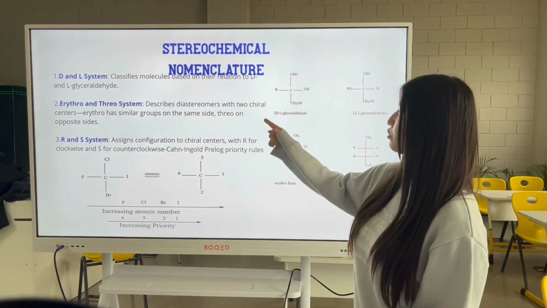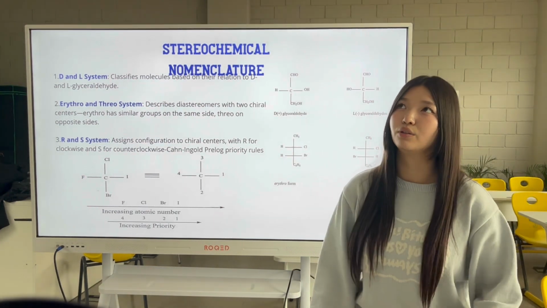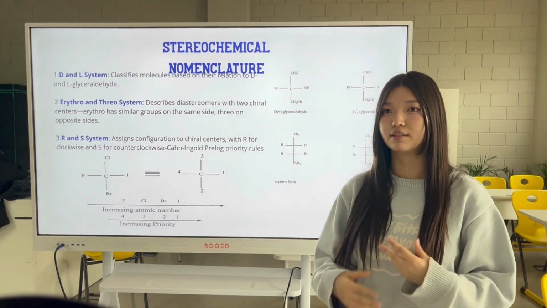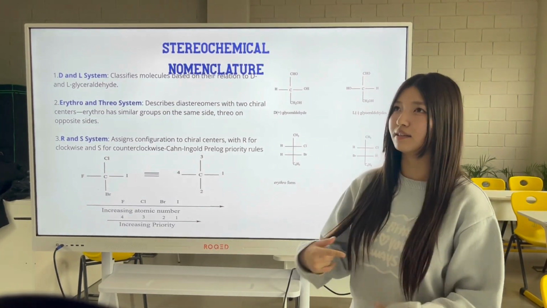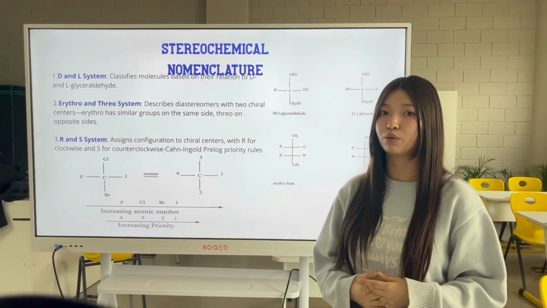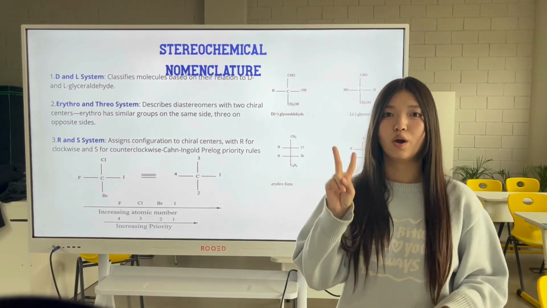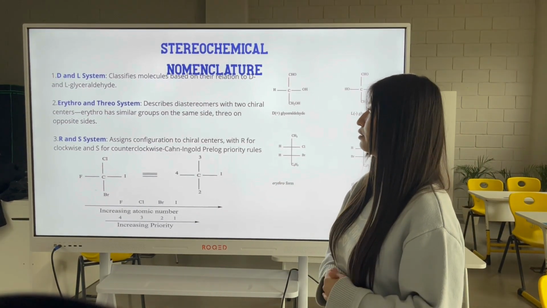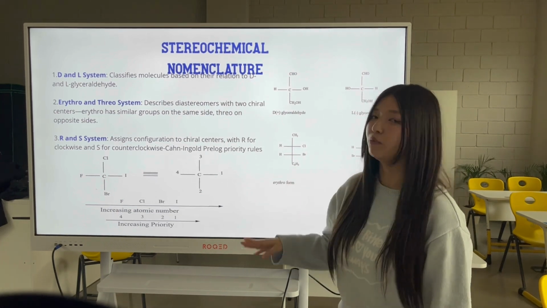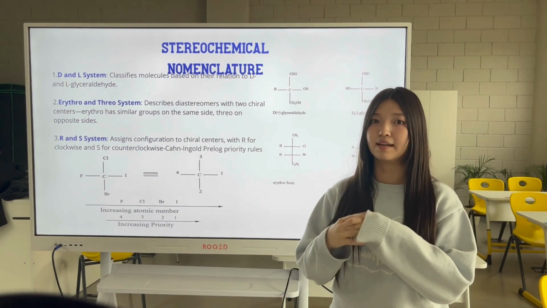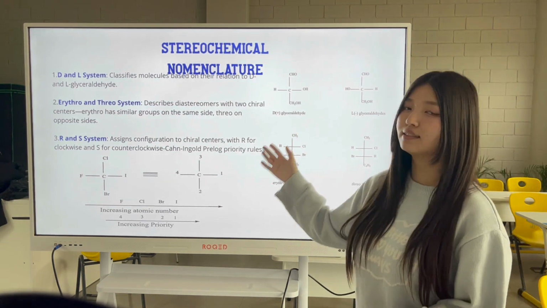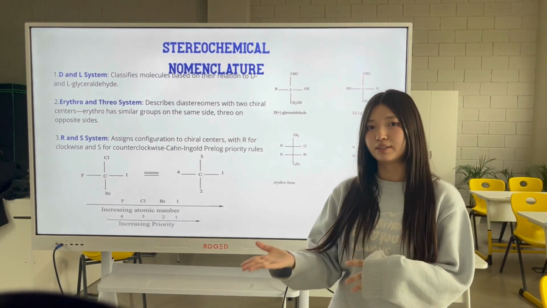The second one is the erythro/threo system. This system helps us to tell apart diastereomers, molecules which have two chiral centers. In the erythro form, we know that the similar groups are arranged on the same side, while in the threo system, they're located in opposite directions.